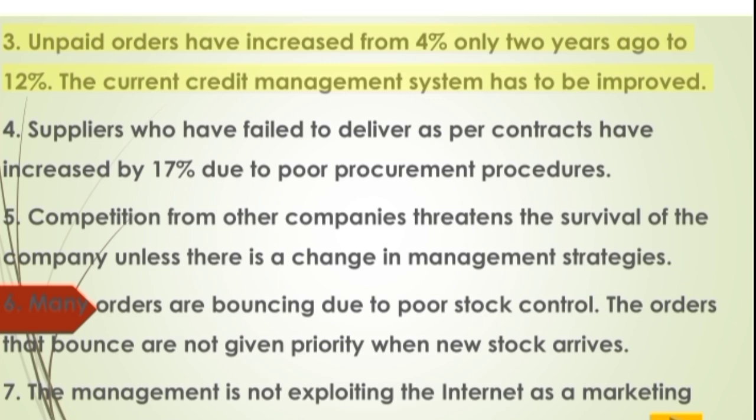The current credit management system has to be improved. 4. Suppliers who have failed to deliver as per contracts have increased by 17% due to poor procurement procedures. 5. Competition from other companies threatens the survival of the company unless there is a change in management strategies. 6. Many orders are bouncing due to poor stock control. The orders that bounce are not given priority when new stock arrives. 7. The management is not exploiting the internet as a marketing and service delivery channel.